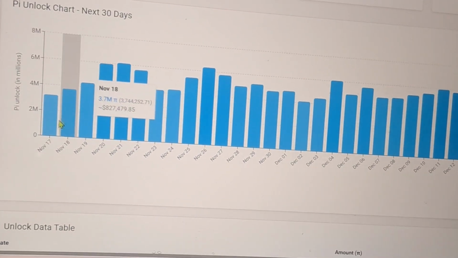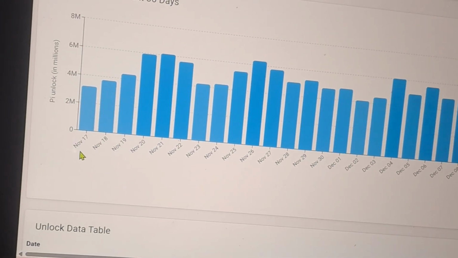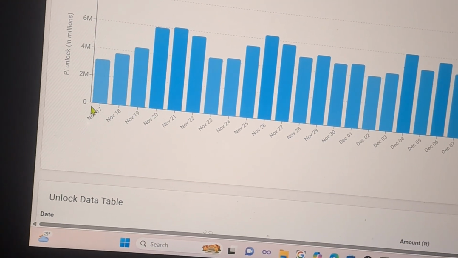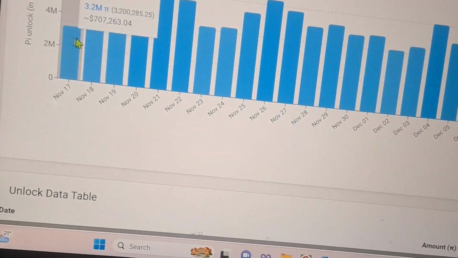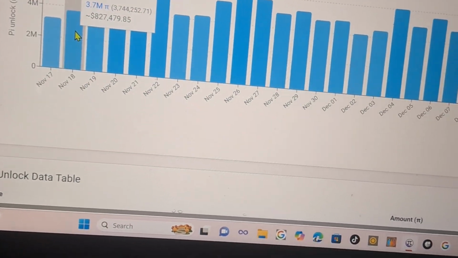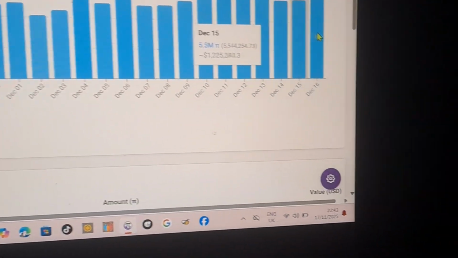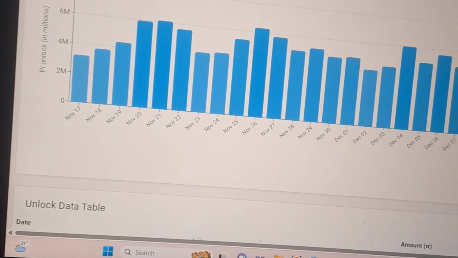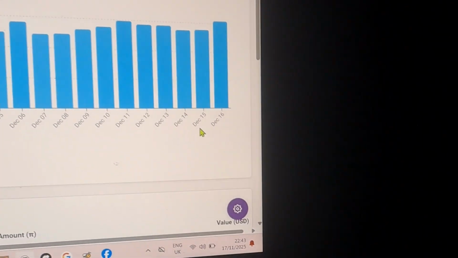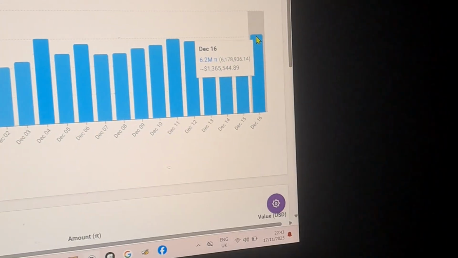So you can see from today, it is 17th November. Okay, unlocks have happened. 3.2 million Pi have unlocked today. The next day, that is tomorrow, and all the way to 16th December. Remember, these are statistics for 30 days. So the first day is the day when you are watching the chart. That's why today is the 17th. After that, the last day will be the 16th of December, and that is the amount of Pi that will unlock on that day, 6.2 million worth of Pi.